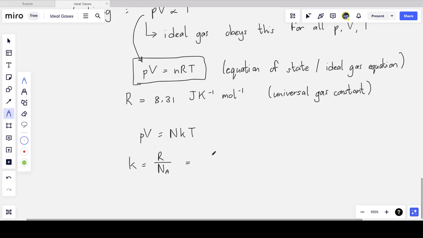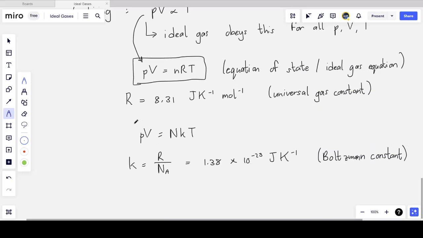And it turns out that this is 1.38 times 10 to the minus 23 joules per Kelvin. And this is a special constant. It's called the Boltzmann constant. And this will also be in your formula sheet, on your data sheet rather.